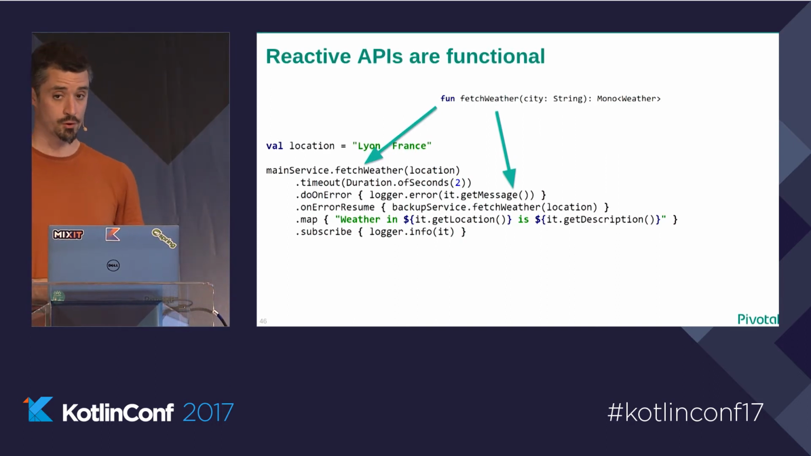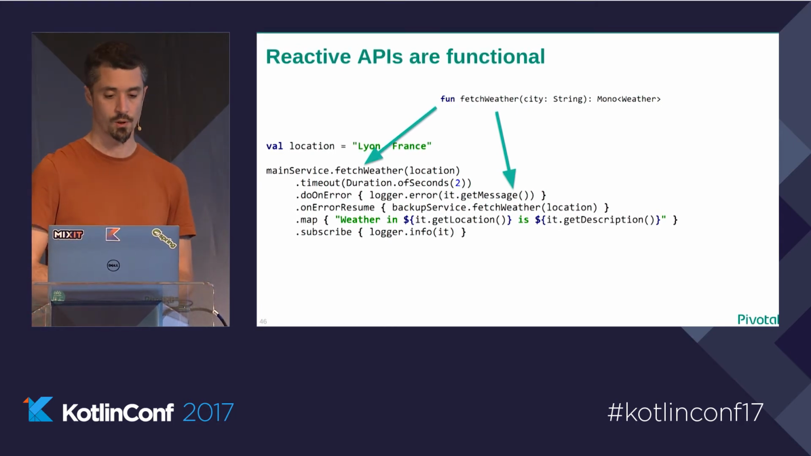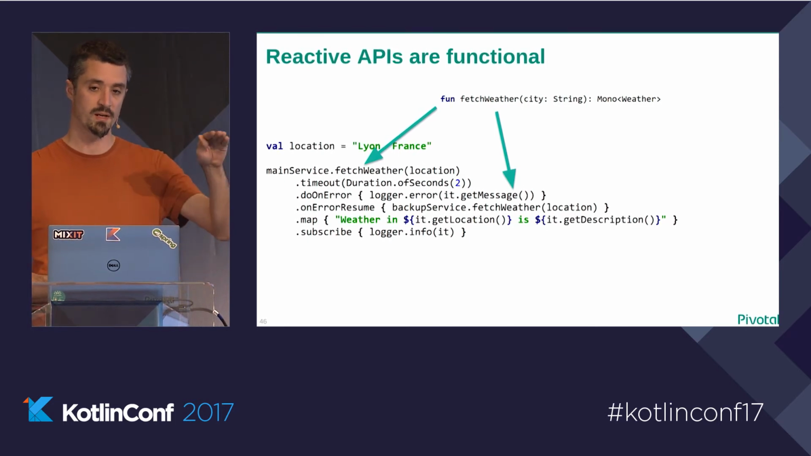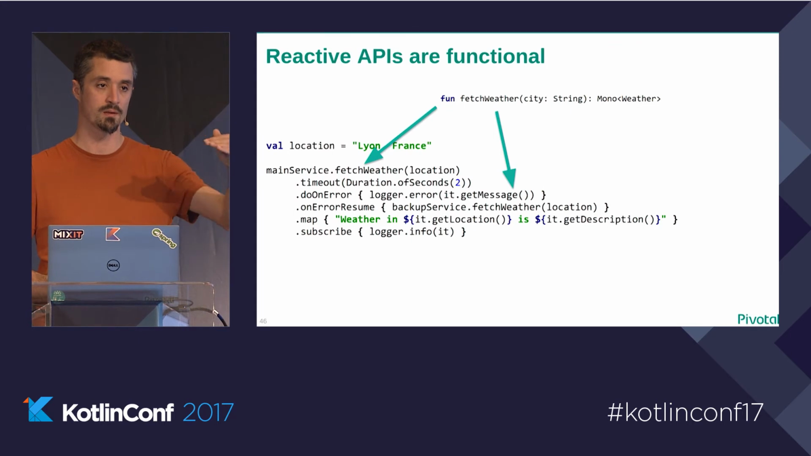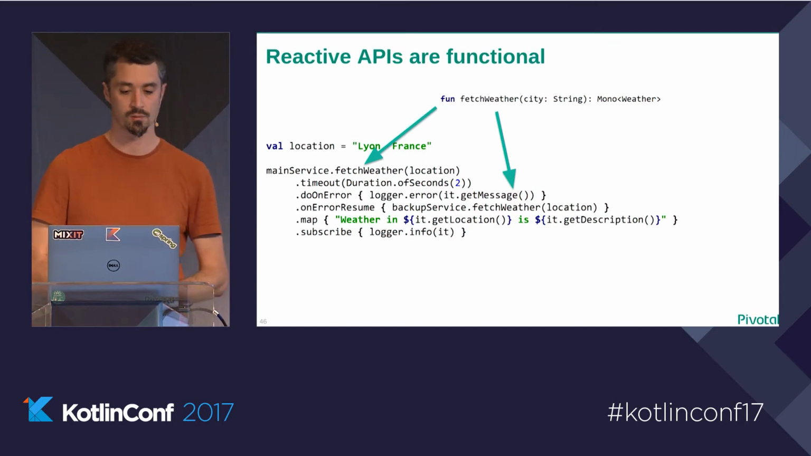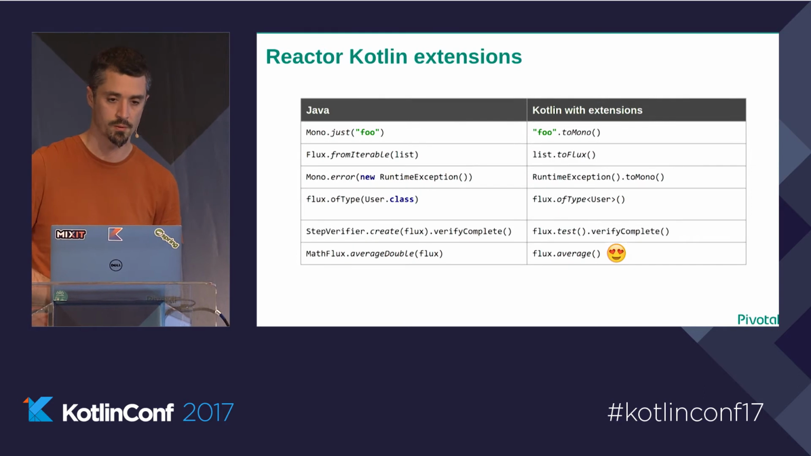Reactive APIs are functional, so that implies that you change the way you express your code. Instead of doing imperative programming, you are building your reactive pipeline, so you are just describing the various transformations that will occur, and then something triggers the processing. In that case, that's the subscribe method. So that changes the way you develop.